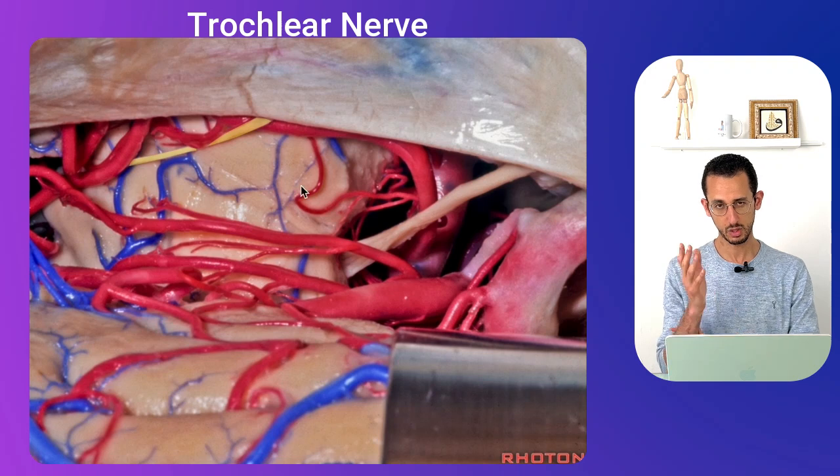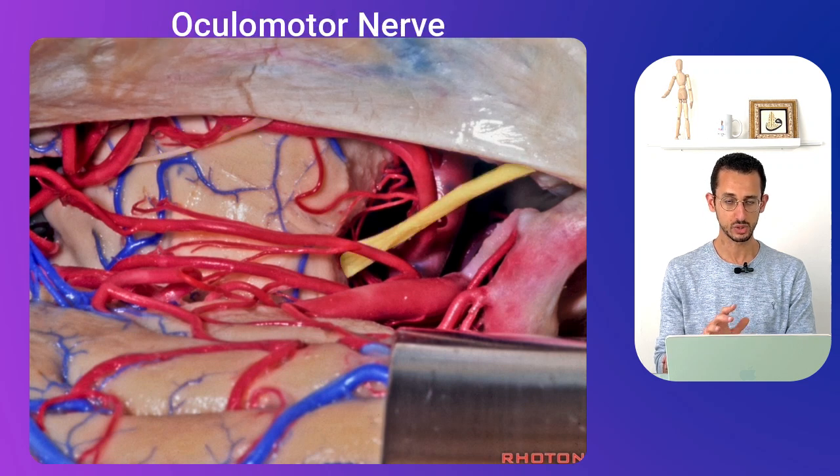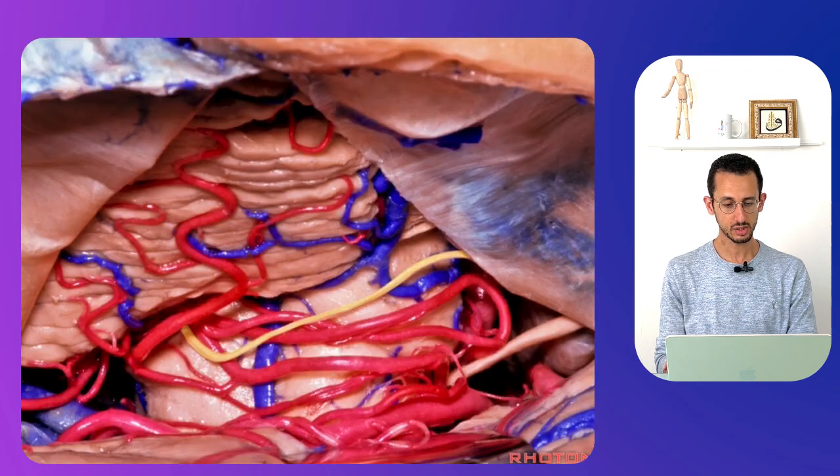In the next picture, we will cut through the tentorium so that we can see the rest of the pathway. And further, that's the tentorium here, and anteriorly and medially you can see the oculomotor nerve as it goes into the cavernous sinus. In this picture, it's a similar approach, but we have cut through the tentorium.